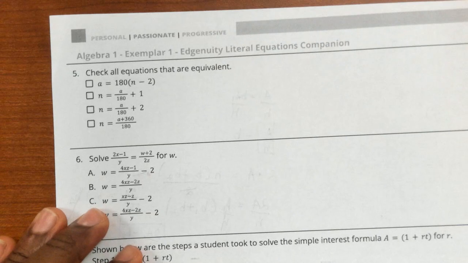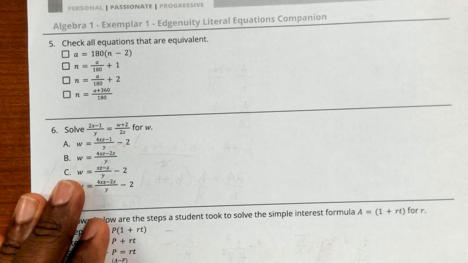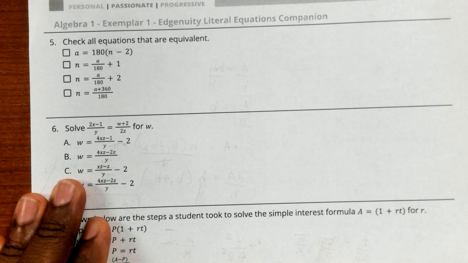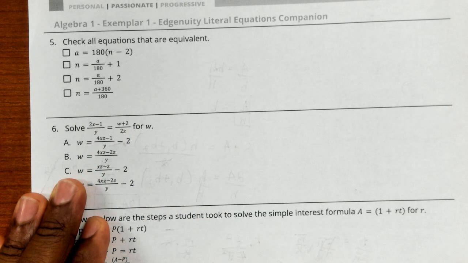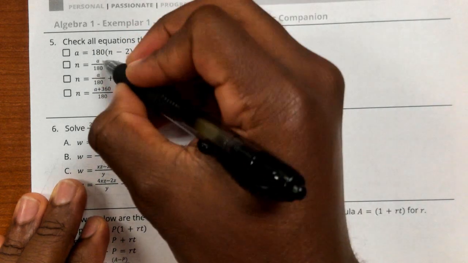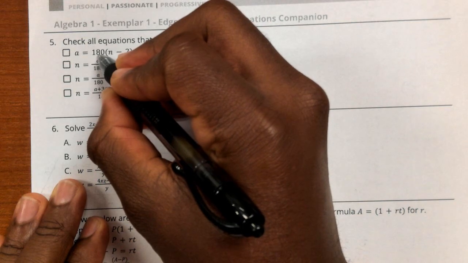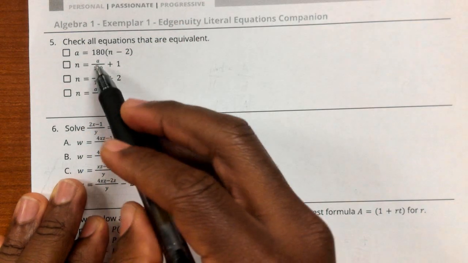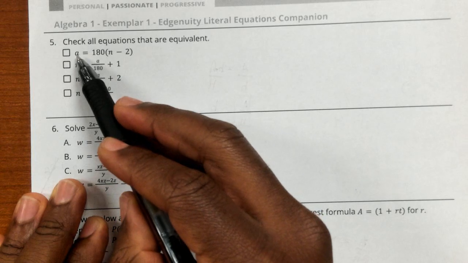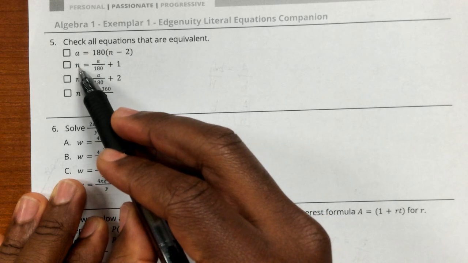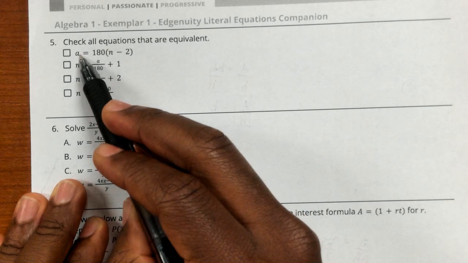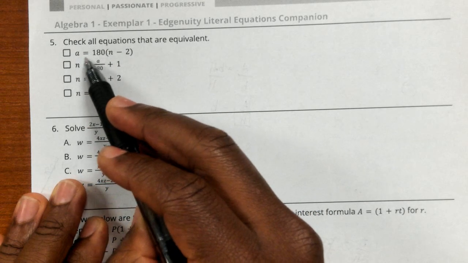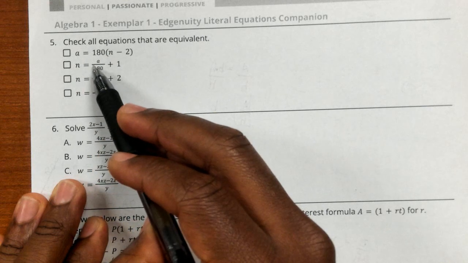Okay? So the next one says, check all equations that are equivalent. Okay? So what I'm going to do, guys, is that I'm going to try to expand everything to see what could be equivalent. So here we could possibly expand, because again, we have 180 times n minus 2. But guys, let's look at all of these answers. This says a equal, but this says n equal, n equal, n equal. So this is the only thing that says a equal. So let's actually make this look like an n equal also.